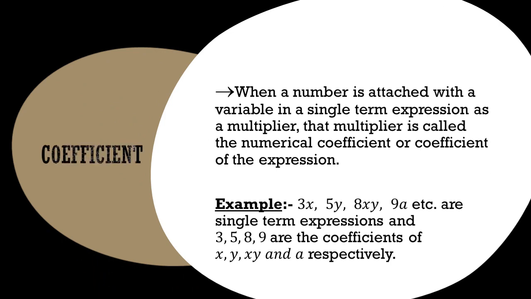Now, coefficient. When a number is attached with a variable in a single term expression as a multiplier, that multiplier is called the numerical coefficient or coefficient of the expression. And this is the example, my dear. 3x, 5y, 8xy and 9a etc. are single term expressions, and 9, 8, 5, 3, as you can see, are the coefficients of a, xy, y and x respectively. So this is the definition and this one is the example of coefficient.